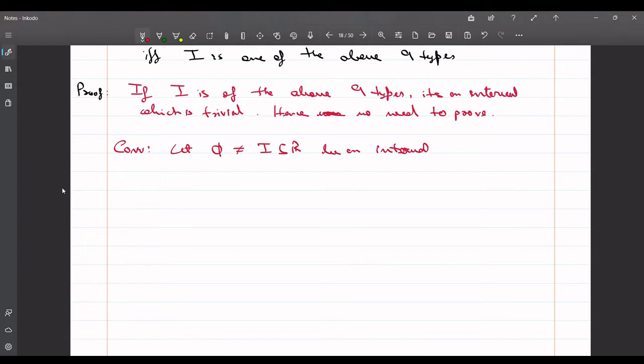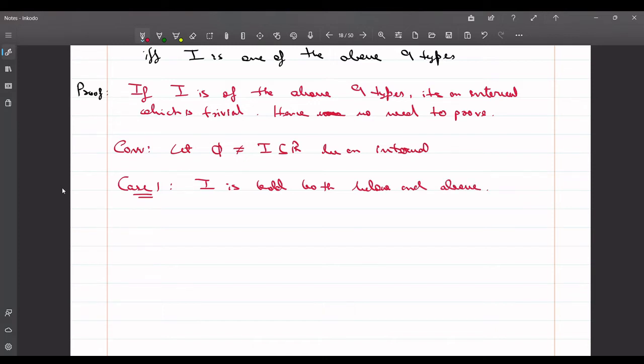Now what we do is that we divide this into two cases. In one case we choose that I is bounded both below and above, and in the other, I is bounded only above or only below. So suppose we take case one. Under case one we have I is bounded both below and above.